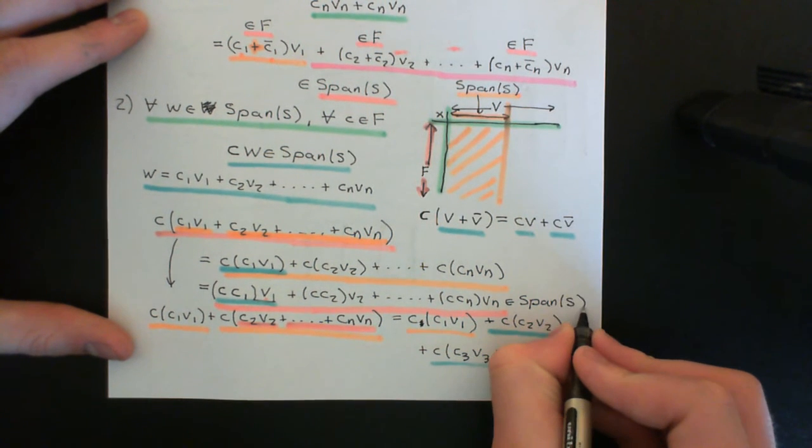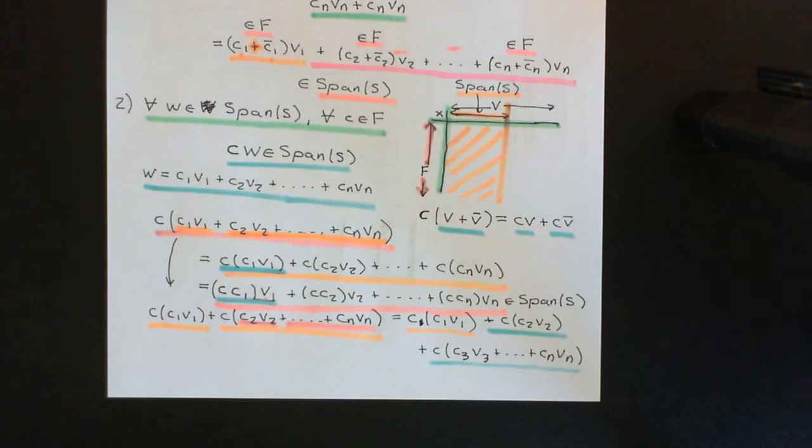Okay, so that went well. We have now proven that if you scalar multiply a linear combination of the vectors in the set capital S by some element of the field, you end up with another linear combination of the vectors in S.